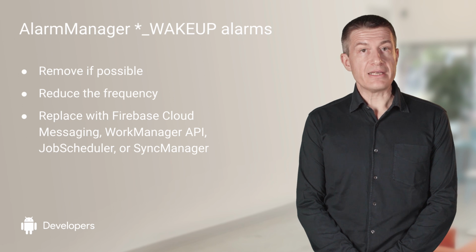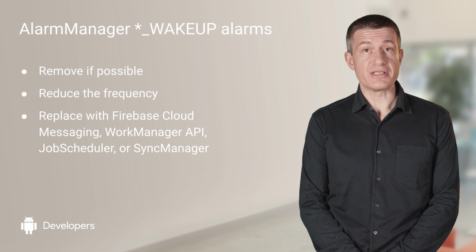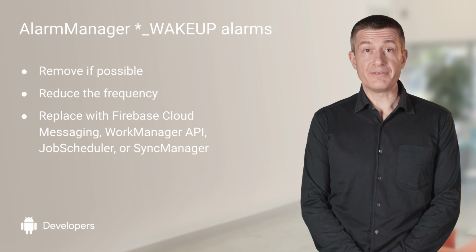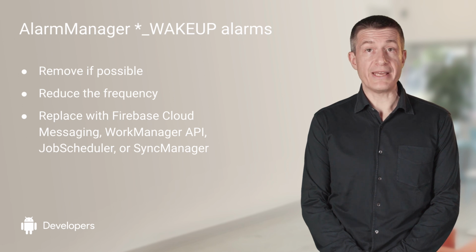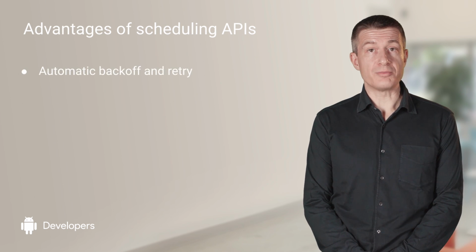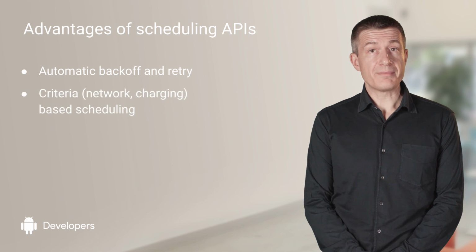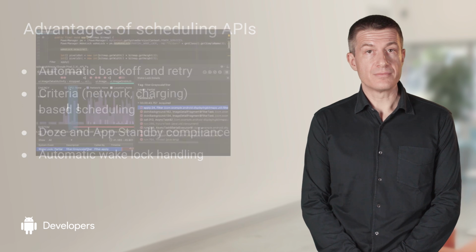When it comes to replacing, if the wake-up is for something happening on your server, send it as a push message using Firebase Cloud Messaging. For activity triggered on the device, use one of the job scheduling APIs, such as Work Manager, Job Scheduler, or Sync Manager. This intelligent job scheduling mechanism gives you a lot for free, such as automatic back-off and retry if your job fails for any reason, criteria-based scheduling, so you can wake up the device only when it has a network connection or is charging, and standby compliance and automatic wake lock handling.